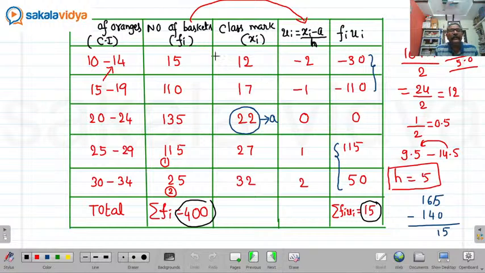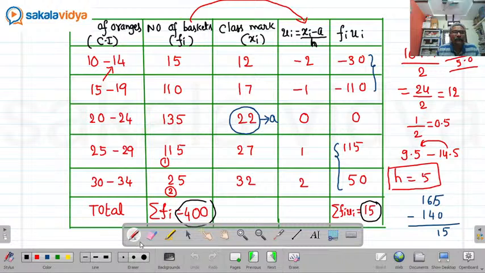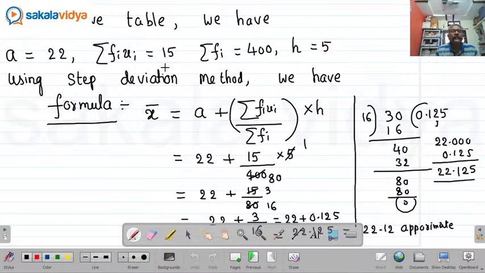Yes, I did a mistake here. I will check it now. So this is 165 and 140, 25 you will be getting. Yes, 25. Okay, next page. This will be 25. Yes, 25.